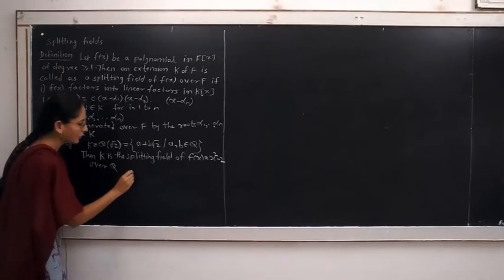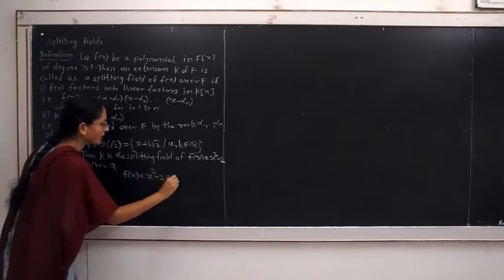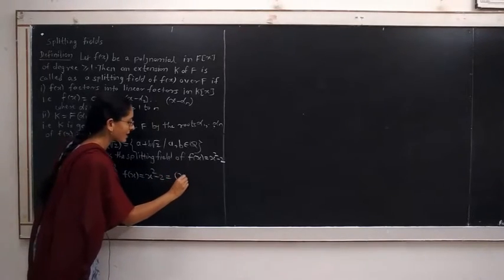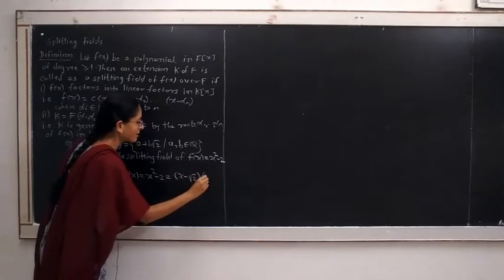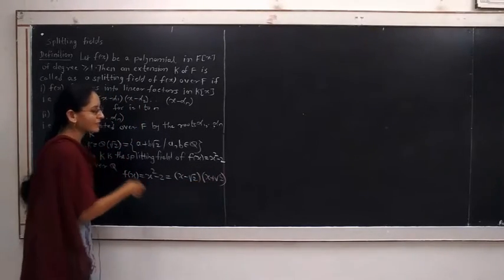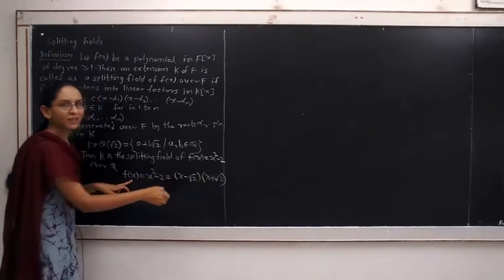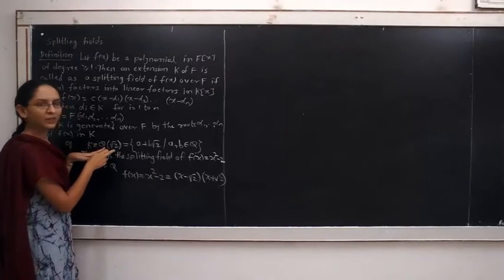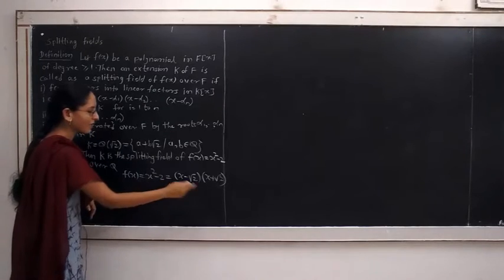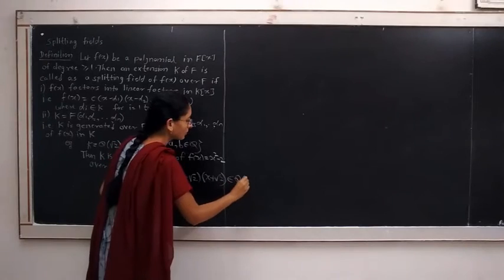because if we try to factor that polynomial f(x) = x square minus 2, then we will get two factors because its degree is 2. One of the factors is x minus root 2 and the other is x plus root 2. These are factors of the polynomial f(x) and the coefficients of these factors belong to this field Q(root 2). The factors belong to the field Q(root 2).